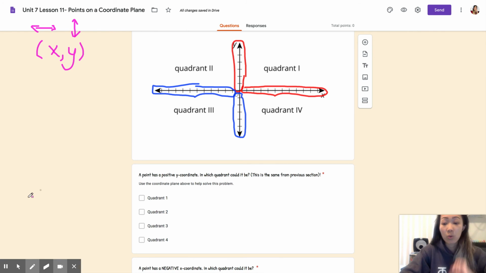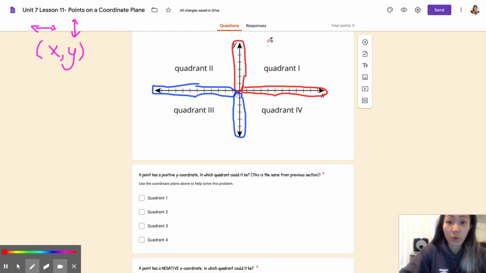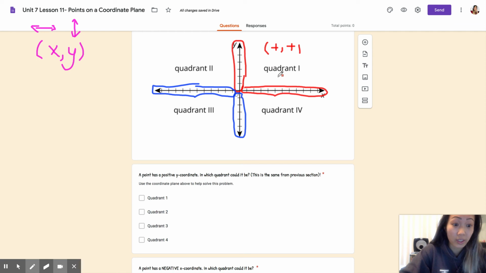So now we're going to write the coordinates of each. So for here, I'm going to decide whether x is going to be positive or negative. I'm looking at here, and I know red means positive. So I'm going to put positive here. And then I'm going to look at the y. So for the y, it's going to be positive as well. So for the first quadrant, I know that my coordinates are going to be positive, positive.